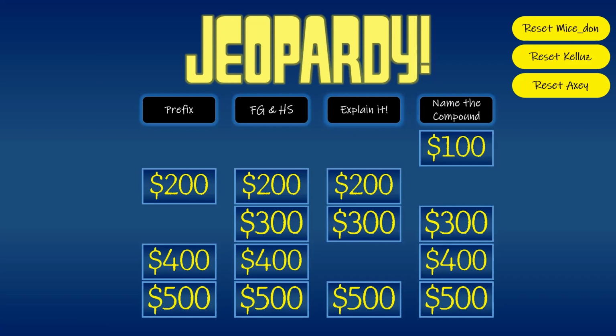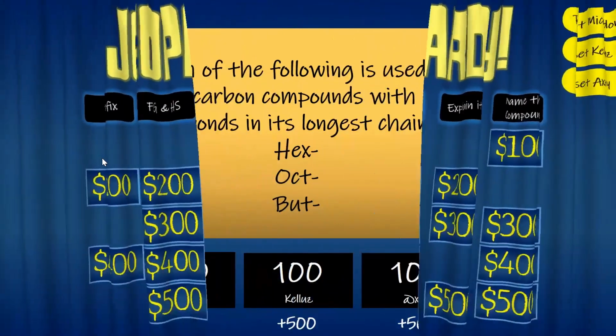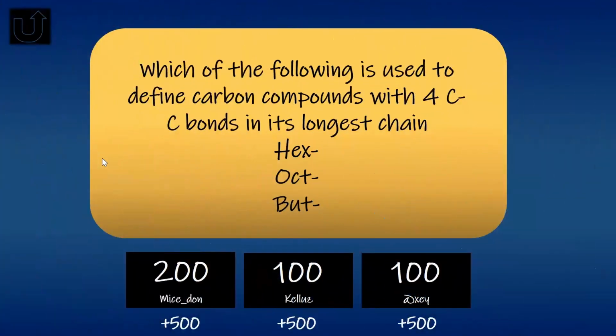All right, prefix 500. Which of the following is used to define carbon compounds with 4 carbons as its longest chain? This is easy. Wait, before I agree to say easy.